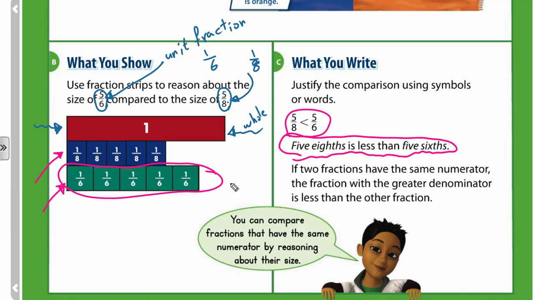Okay, can anyone tell me how we can compare fractions with the same numerator? I want to summarize this. Anyone?